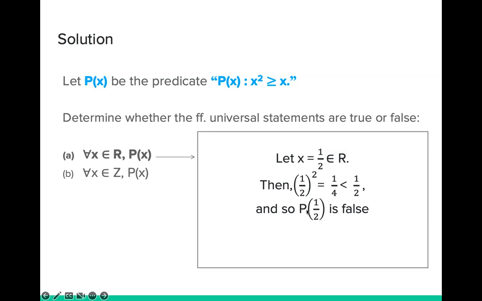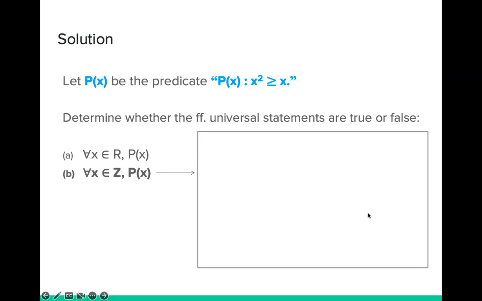So we have disproved the statement that x squared is greater than or equal to x. P of 1/2 is false. Therefore, this universal quantification for all x such that x is in real numbers, P of x, is false. P of 1/2 is an example of a counterexample. Now, what if x belongs to integers?